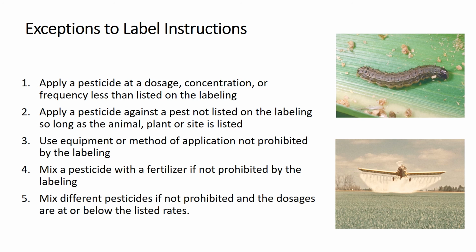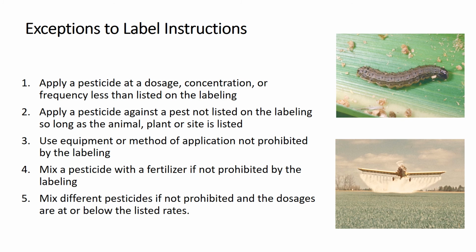Another exception would be applying a pesticide against a pest not listed on the labeling, so long as the animal, plant, or site is listed. So the pest may not be listed, but the area that you're applying it to could be, and that way you can still apply it for hopeful control of that particular pest. Another is use of equipment or method of application not prohibited by the labeling. If it doesn't say that you can't aerial apply those chemicals, then in essence you could have those aerial applied if that was an option for you.